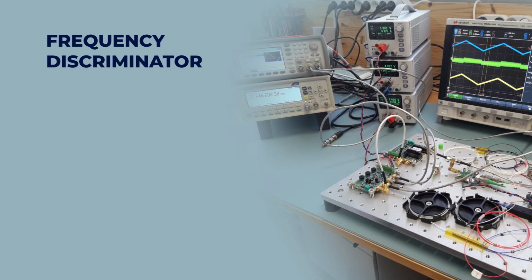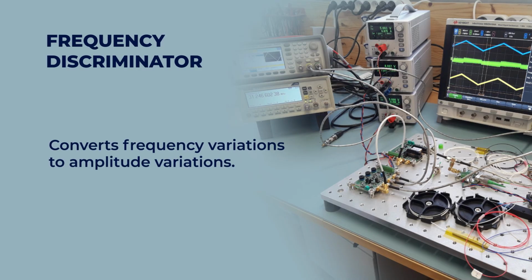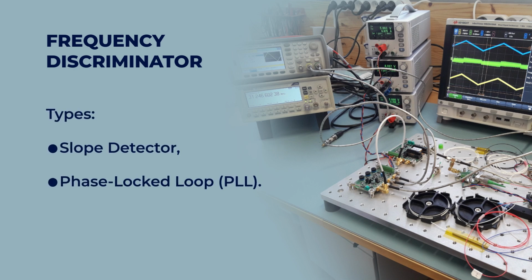Now, the demodulation techniques. Let us discuss the FM demodulation technique. The demodulation process is the extraction of the original modulating signal from the modulated carrier wave. The common FM demodulation techniques include the frequency discriminator. A frequency discriminator is a circuit that converts frequency variations into amplitude variations, which can be processed to recover the original signal. There are various types of discriminators, which include the slope detector, a simple circuit that uses a tuned circuit with a linear slope to convert frequency changes into amplitude changes.